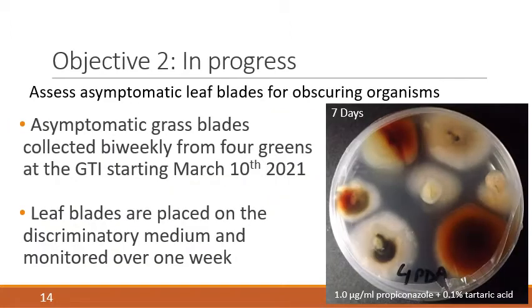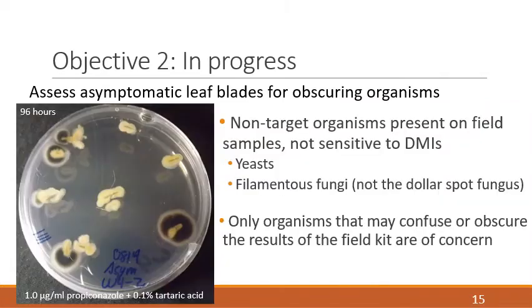Starting in March of 2021, we began sampling turfgrass leaf blades from 4 greens at the GTI on a bi-weekly schedule. These samples were placed on the discriminatory medium and monitored over the following week. Any organism that was able to grow on the discriminatory medium within 1 week was assigned a morphotype and prepared for future identification.